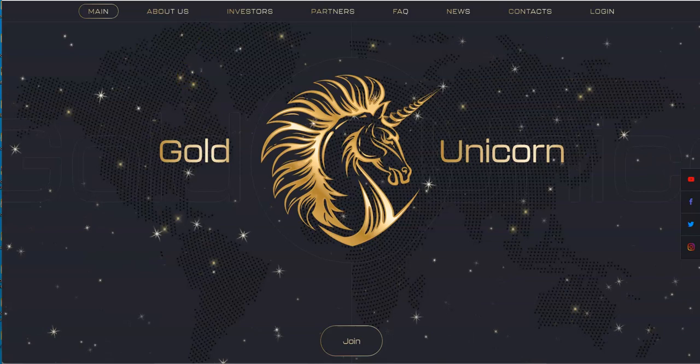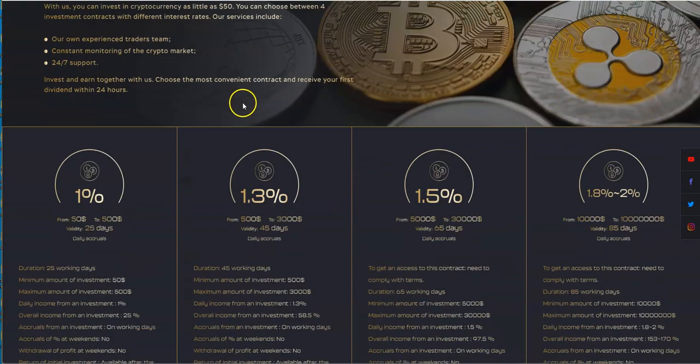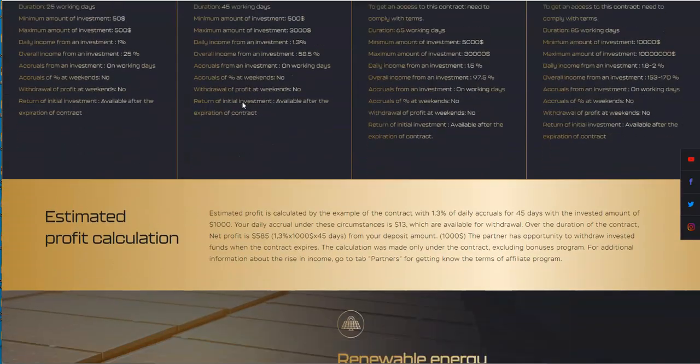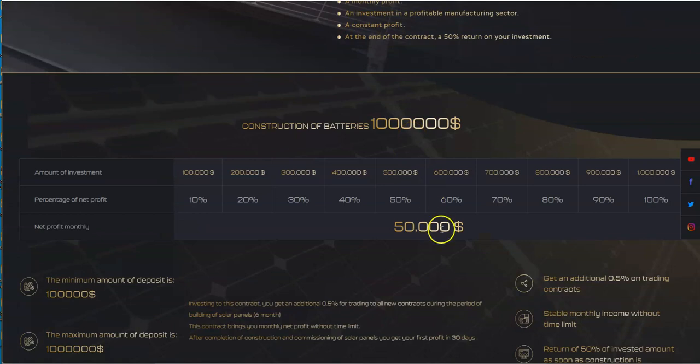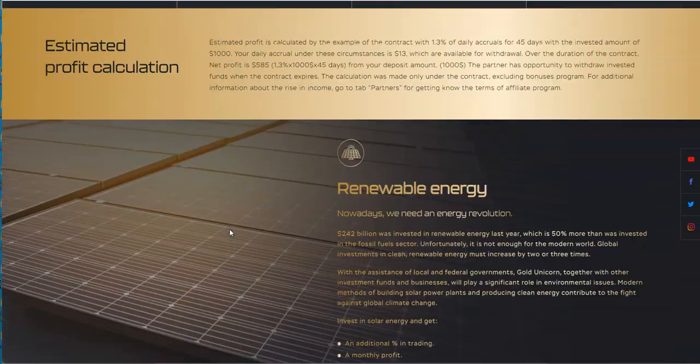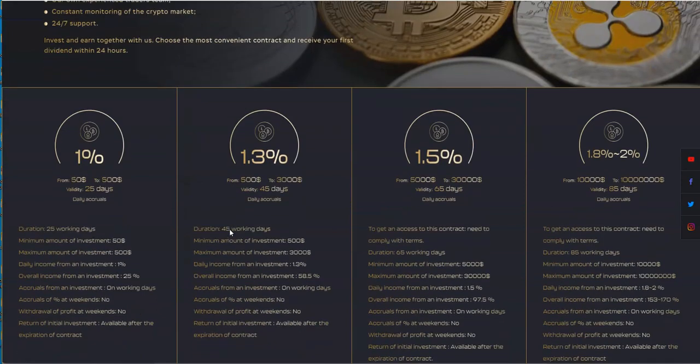So yeah, Gold Unicorn. We're going to stay away from the clean energy one, because, man, you've got to have some serious money to be part of the clean renewable energy one, right? At least $100,000 minimum for this clean energy area here. So I'm going to stick to just the trading area here.